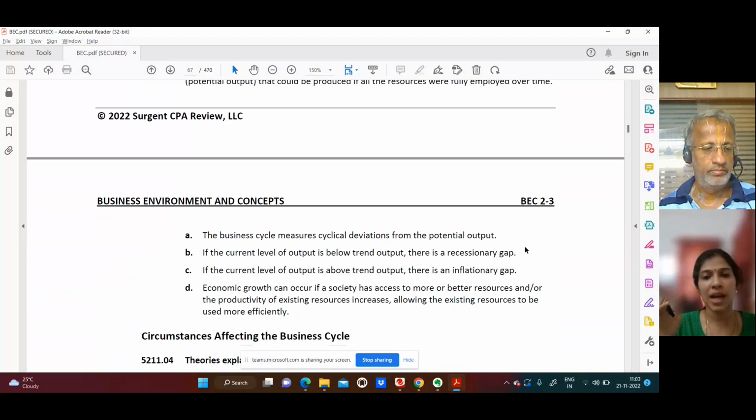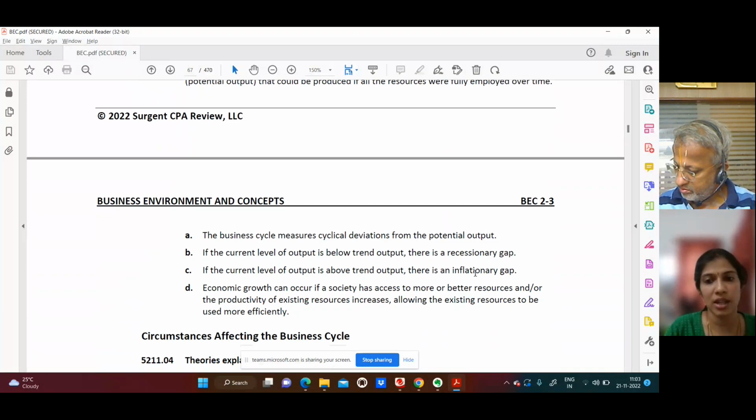So it many times happens that your potential output and your actuals are not the same, right? So that creates a gap. So that gap is either a recessionary gap or an inflationary gap. It could be either way. Again, similar to your business cycle, the phase of your business, it is going to be either a recessionary gap or an inflationary gap.